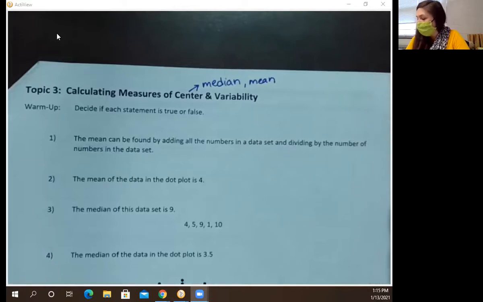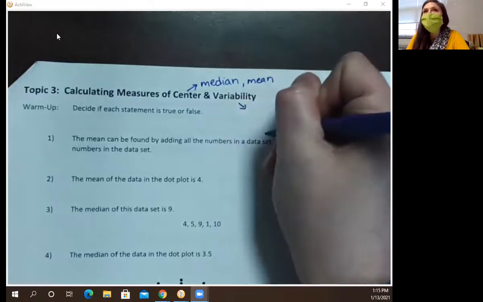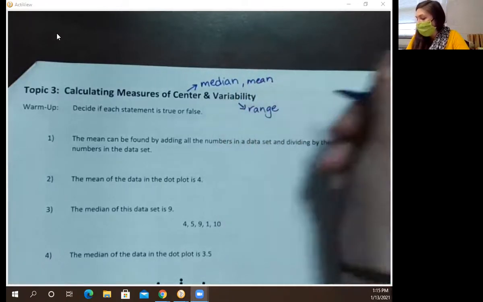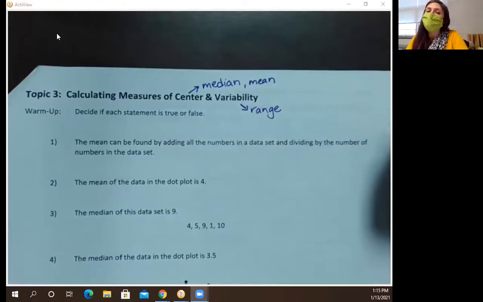my data. And then we're also going to talk about measures of spread, or measures of variability. One measure of variability that we are already familiar with is range. So we're going to see a little bit different type of range today. And then we're also going to see something called deviation. And we'll talk about deviation some more a little bit later this week.